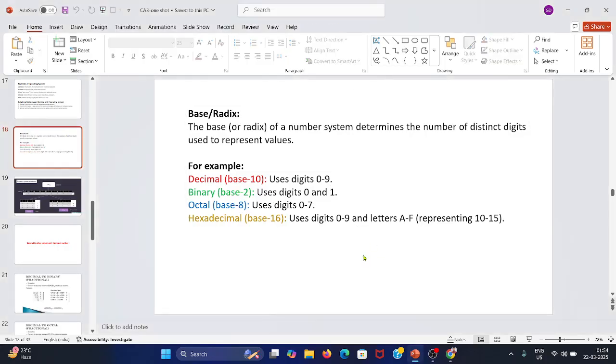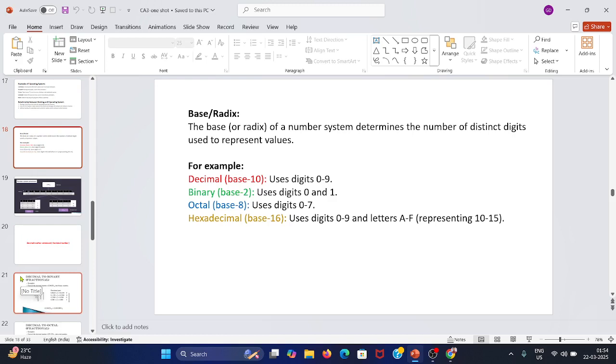So I think it's all clear to you. This question can also be asked: what is base or radix? The base or radix of a number system determines the number of distinct digits used to represent values.